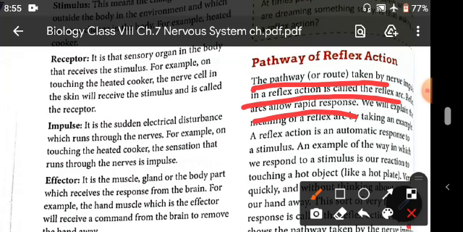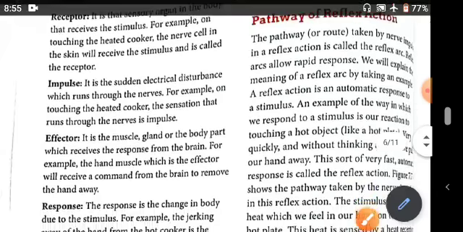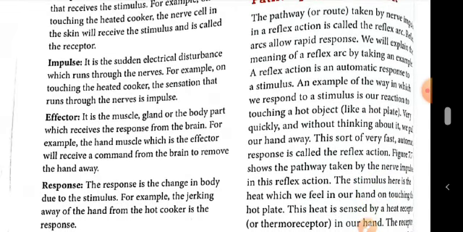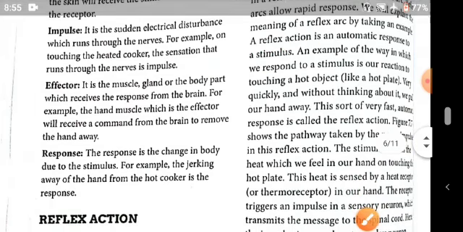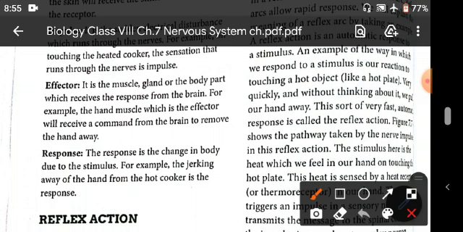We will explain the meaning of a reflex arc by taking an example. A reflex action is an automatic response to a stimulus. An example of the way in which we respond to a stimulus is our reaction to touching a hot object. We know that when we touch any hot object, we quickly remove our hands due to the reflex action.